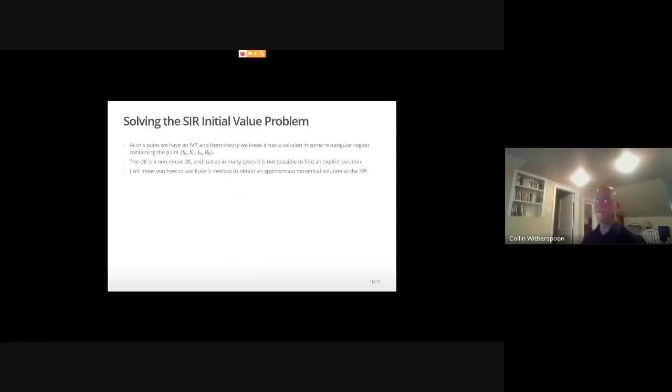Okay, so solving the SIR initial value problem, how would we go about solving this thing? At this point we have an IVP, right? And from theory, I'm not sure how much theory you all covered in systems of differential equations. Knowing Miss Cornell, she definitely touched on it, right? If we've got this system, how do we know there's a solution? From theory, we know it has a solution in some rectangular region containing the initial value point, okay? And that just comes straight from theory based on the system itself, okay?